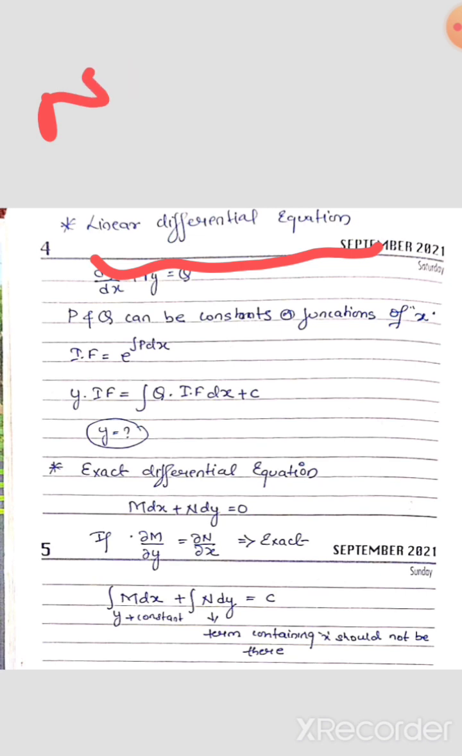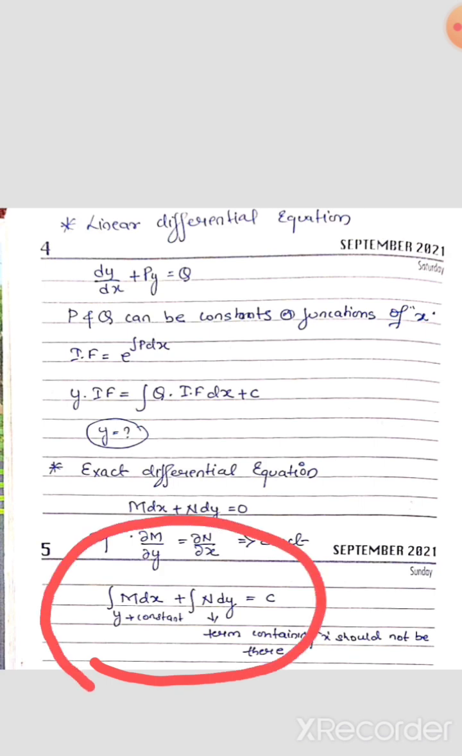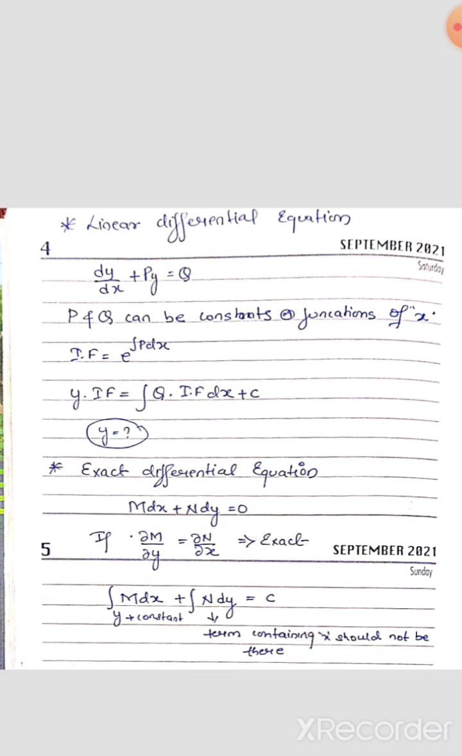Non-homogeneous is now completed, and the next form is the exact differential equation. If the equation is of the form M dx plus N dy is equal to 0, then what you have to do is partially differentiate M with respect to y and N with respect to x. If they both are equal, then this form of equation is an exact differential equation. Then how to find the solution for that? Integrate M dx with y as a constant, and integrate N dy with x as a constant, and that is equal to c.